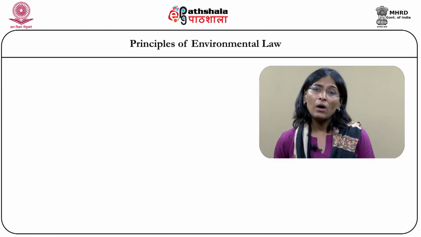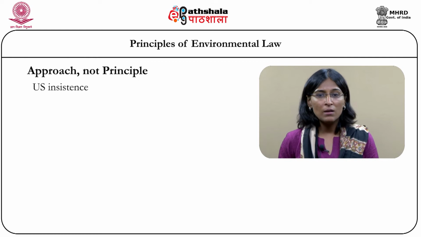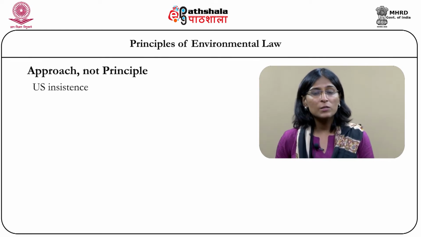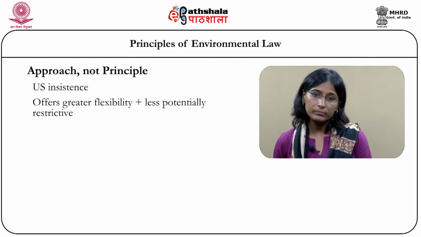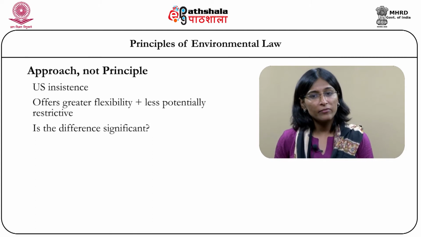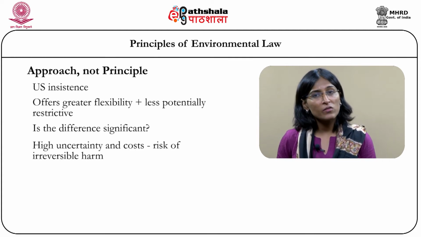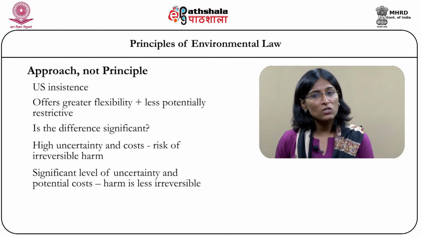The reason for adopting the concept of an approach rather than a precautionary principle was at the insistence of the United States, because it was felt that the use of an approach rather than a principle offers greater flexibility and is less potentially restrictive. However, the difference between an approach and a principle is quite significant, because there are higher uncertainty and costs where there is a risk of irreversible harm, and there is a significant level of uncertainty and potential cost, the harm is less irreversible.